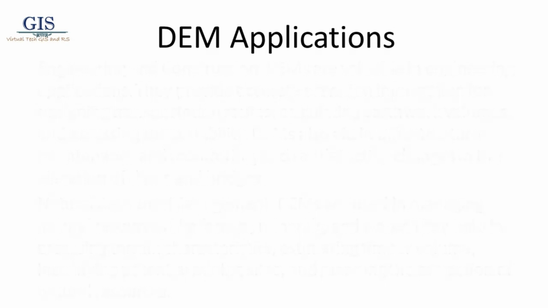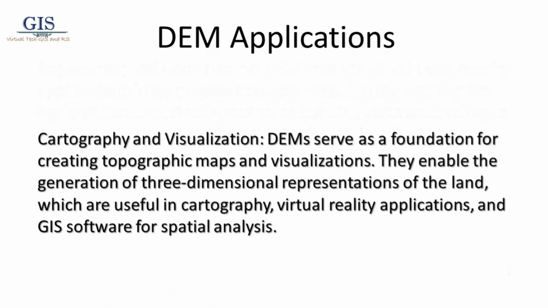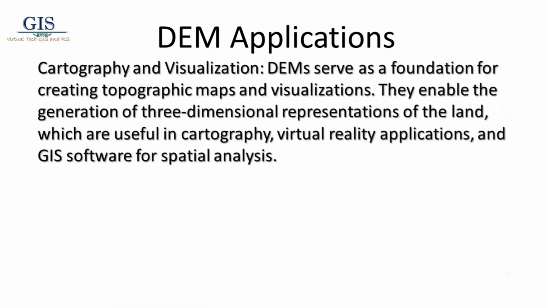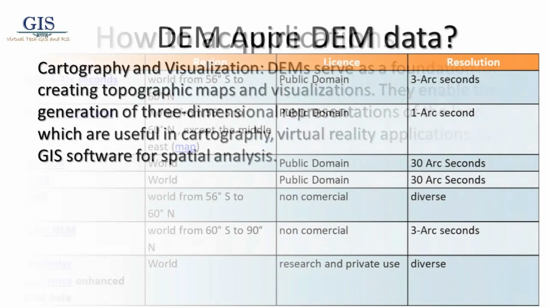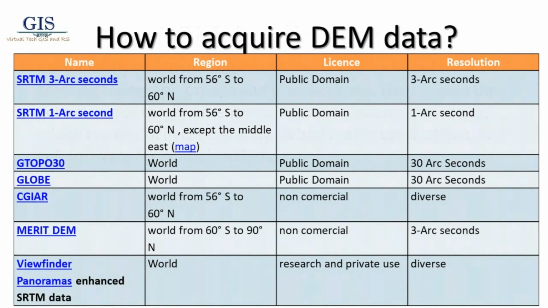GLOBE, public domain dataset covering the world with a resolution of 30 arcseconds. GYRE, non-commercial dataset covering the world, 56 degrees south to 60 degrees north, with various resolutions. MERIT DEM, non-commercial data covering the world, 60 degrees south to 90 degrees north, with a resolution of 3 arcseconds. ALOS World 3D 30M, dataset available under specific terms of use, providing global coverage with a resolution of 30 meters.